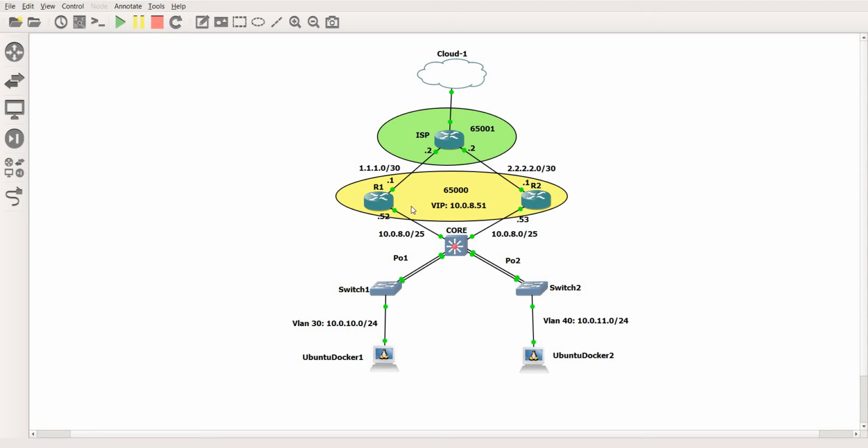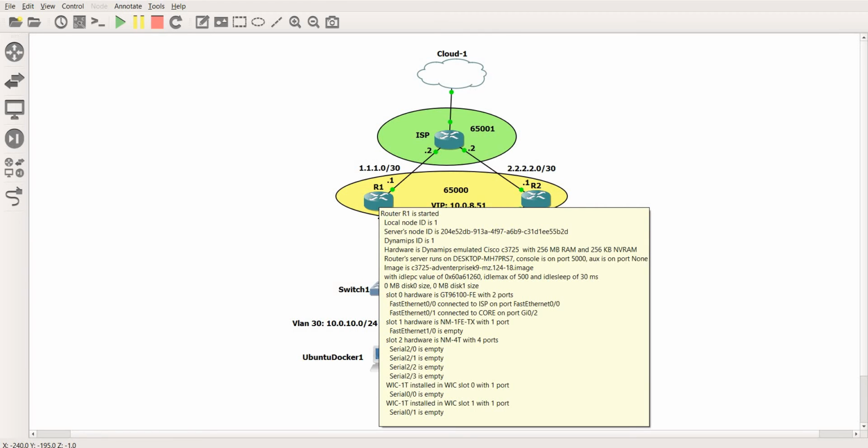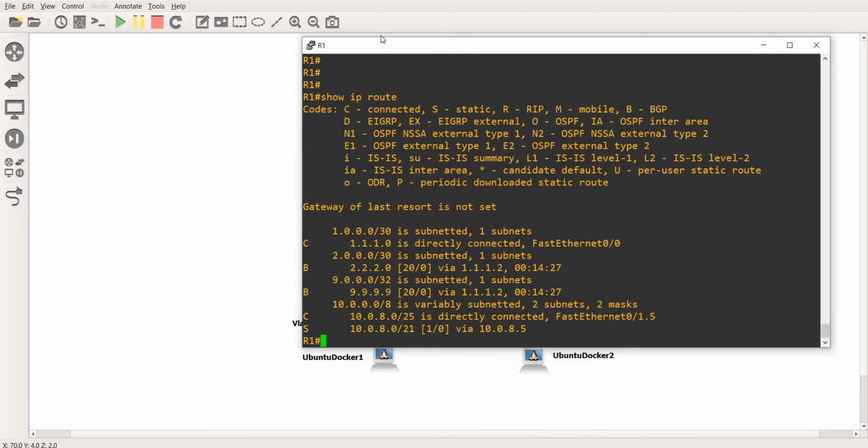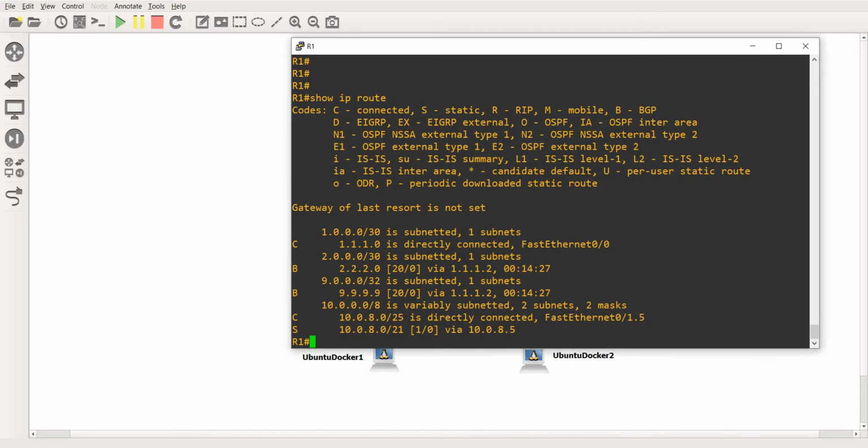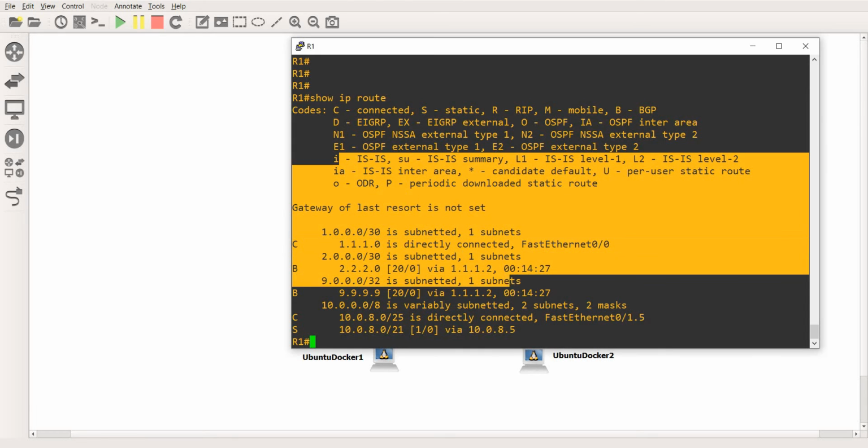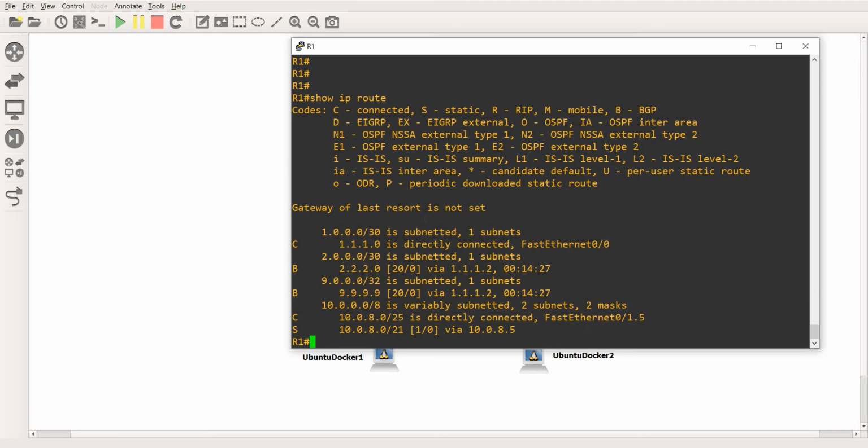So I'm actually on R1 right now. So here, this is the command to use if you wanna check the routing table, right? I already talked about this routing table in the last video. Basically, I talked about the descriptions of these information.